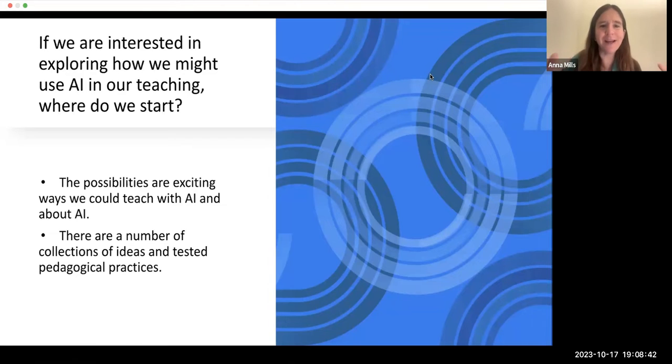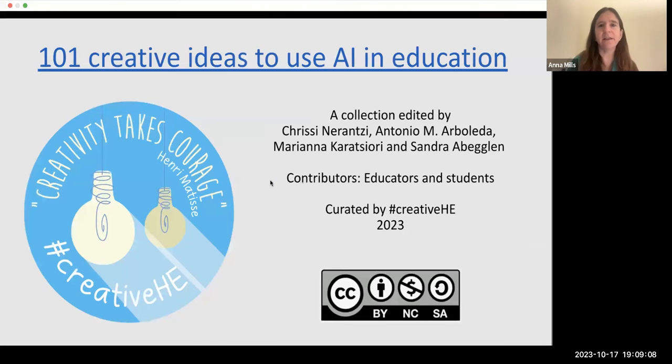So, if we frame a large language model, how do we think about where to start if we're considering using AI in our teaching? Increasingly, we hear that interest and excitement and maybe the rhetoric of let's embrace it, or let's at least teach students about it. I just want to acknowledge that there is a wonderful explosion of collections of ideas for how to do this. Maybe starting with this open collection from Creative HE in the UK, 101 Creative Ideas to Use AI in Education.